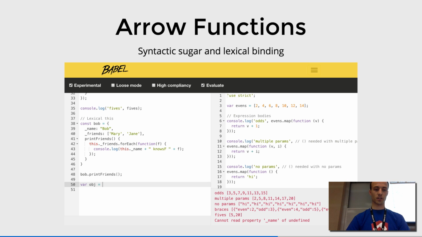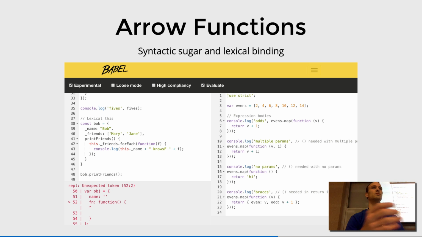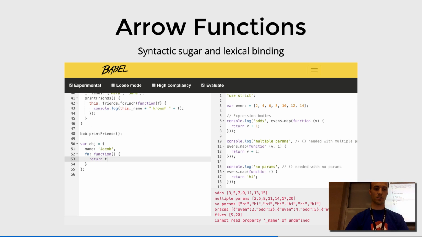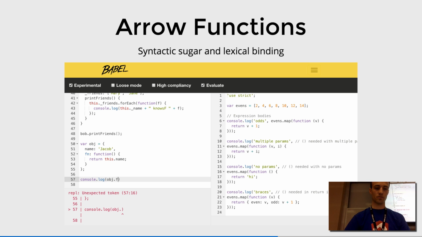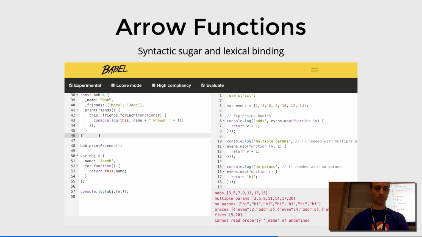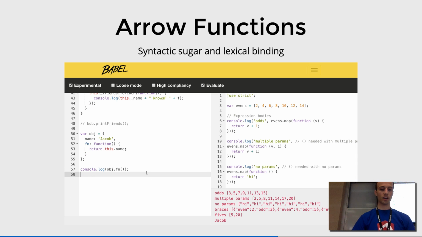So we'll say var object is this thing that has a fn function, and this will have a name. I don't know who. What's your name? Jaden? Jacob. Okay. So Jacob, and we'll say return this dot name. So then if I console.log object.fn, call this, and well, now we've got all kinds of broken junk. We'll just get rid of this guy. Okay, so here we're logging out Jacob.